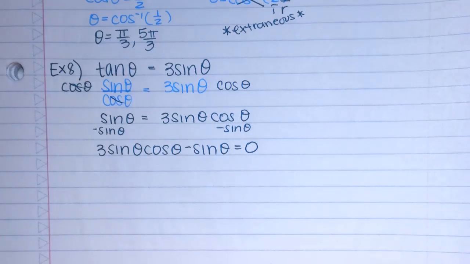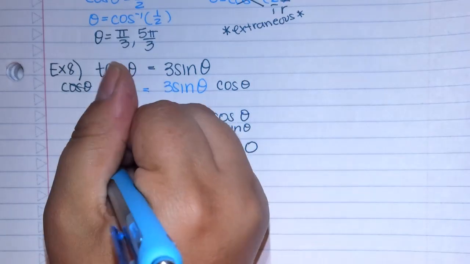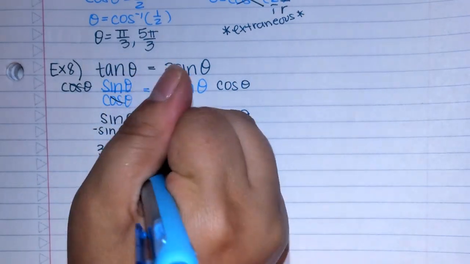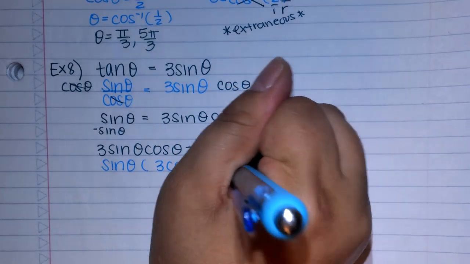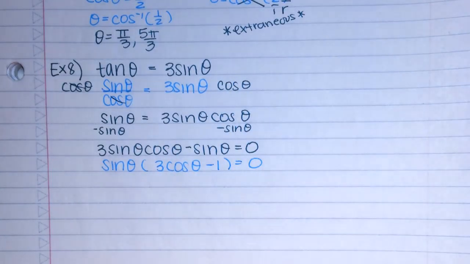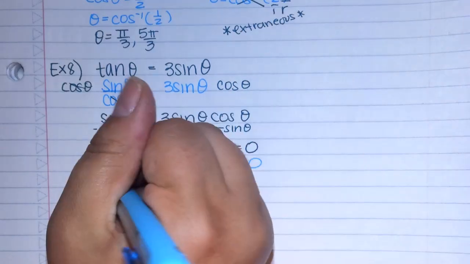Now what? GCF, factor out that sine of theta. Now? Split.